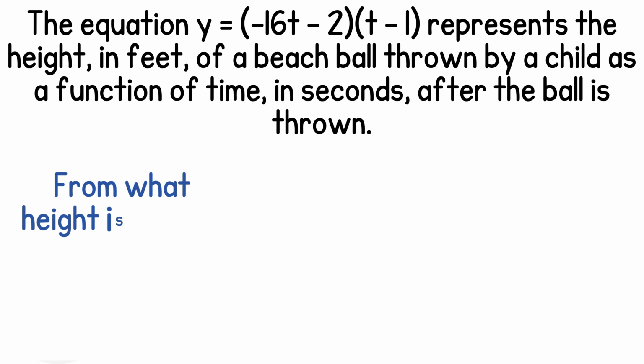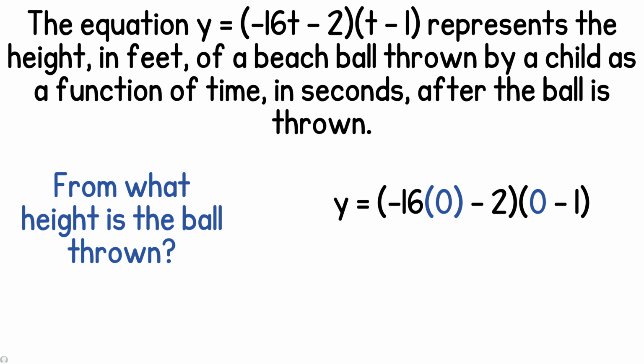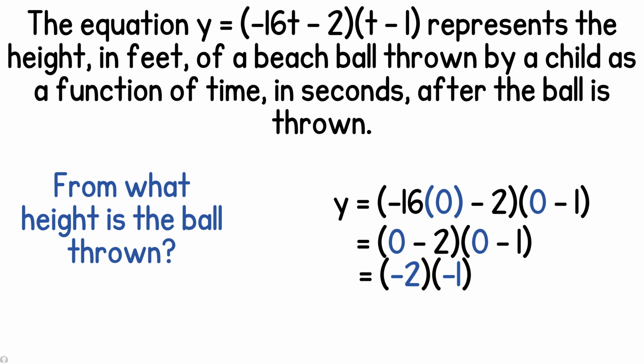Now let's determine from what height the ball is thrown. So we're looking for the initial height. So we're going to take our equation, and since the time will be 0, we'll replace t with 0 and then solve for y. Multiplying negative 16 times 0 will just give us 0. So we have 0 minus 2 times 0 minus 1. This will give us negative 2 times negative 1, or positive 2. So now we know that the ball was 2 feet when it was thrown.